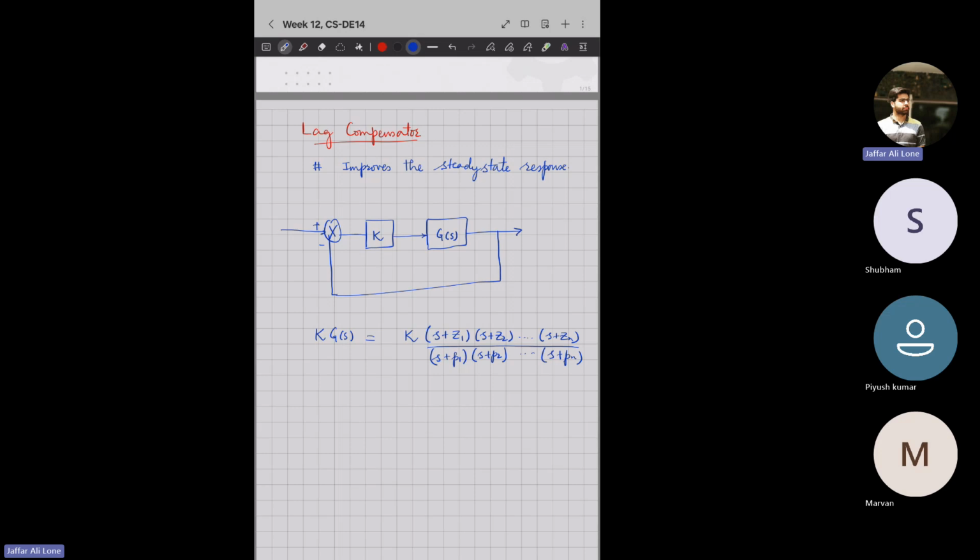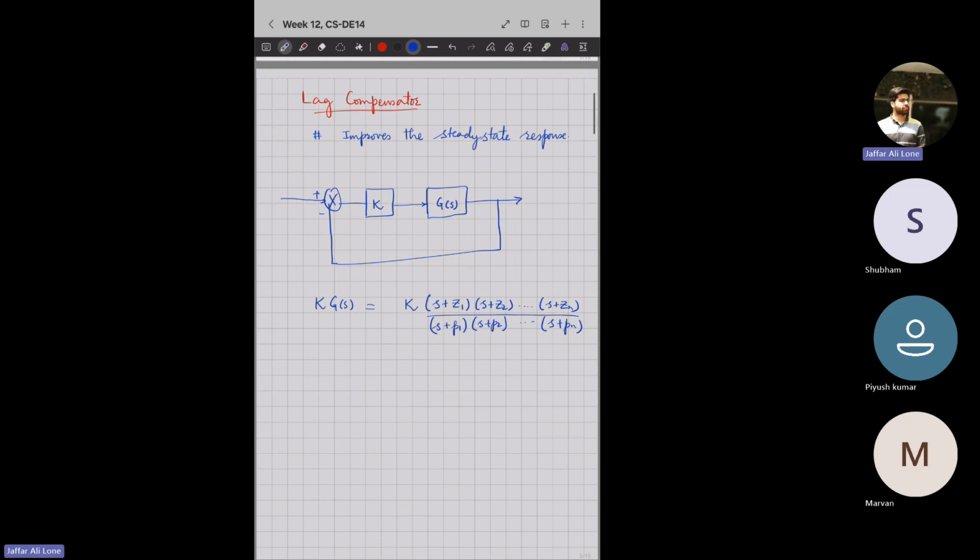We have considered an nth order transfer function of type zero. There is no pole at the origin. For a type zero system, if I apply a unit step, what will be the steady state error? ESS will be given by 1 divided by 1 plus Kp.